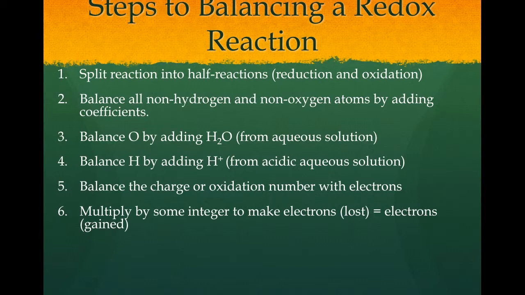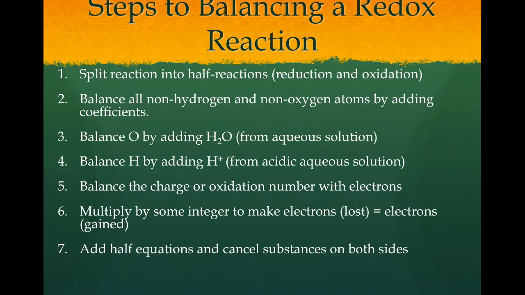And again, if you feel like you're in an infinite loop, completely start over. It's really easy to make a simple mistake in these and not be able to balance them. So be meticulous, follow the steps, and it's not as horrible as it may seem with having 8 steps to go through. The 7th step, we're going to add the half reactions and cancel the substances on both sides.